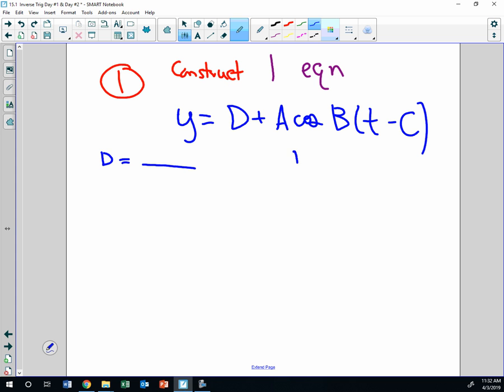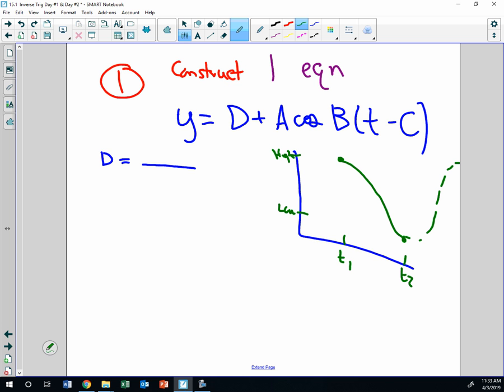The way you're going to do that is you're going to pick 2 data points. One's a high and one's a low. This will be T1, this will be T2, this will be the low, this will be the high, and it'll be half of a cycle. If you continued it, it would make a complete cycle. Do you remember how we found the d value? We took the high and the low, added them up and divided by 2. Very good. So that's how we found d.